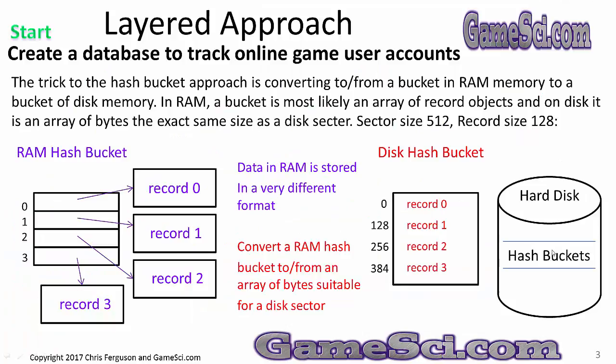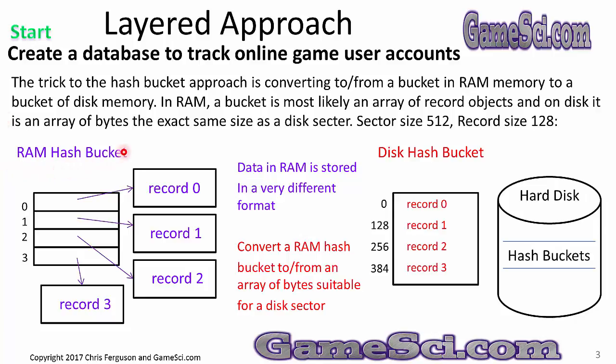The layered approach to creating a database to track online game user accounts. The trick to the hash table bucket approach is converting from a bucket in RAM memory to a bucket of disk memory. In RAM, a bucket is most likely an array of record objects, and on disk, it's an array of bytes the exact same size as a disk sector. Let's keep with our sector size of 512 and our record size of 128.